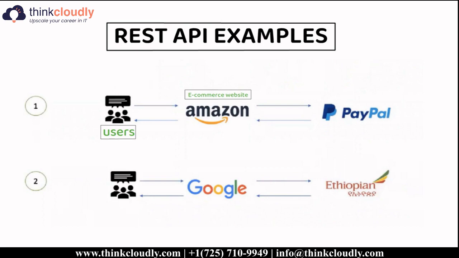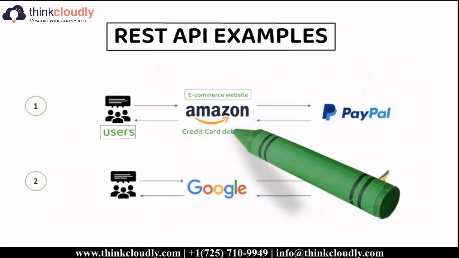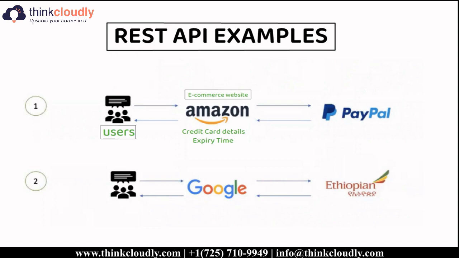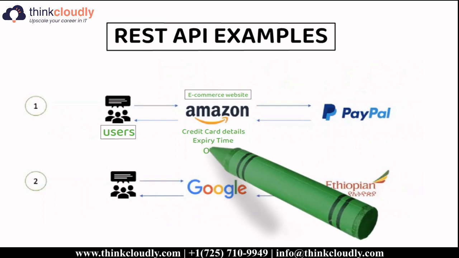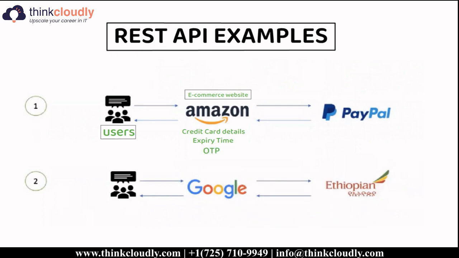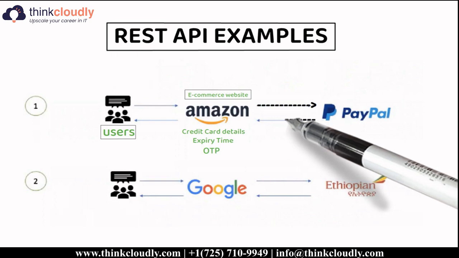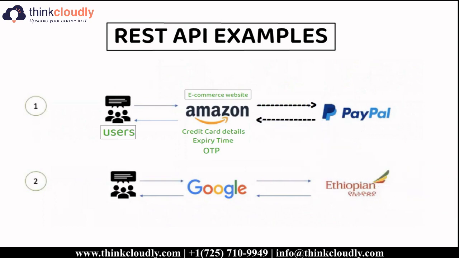But when you proceed to check out, what happens? Amazon collects your information like your credit card details, captures your expiry time, and captures your OTP, one time password. And then it communicates with other applications such as PayPal, and PayPal deducts the money from your account.